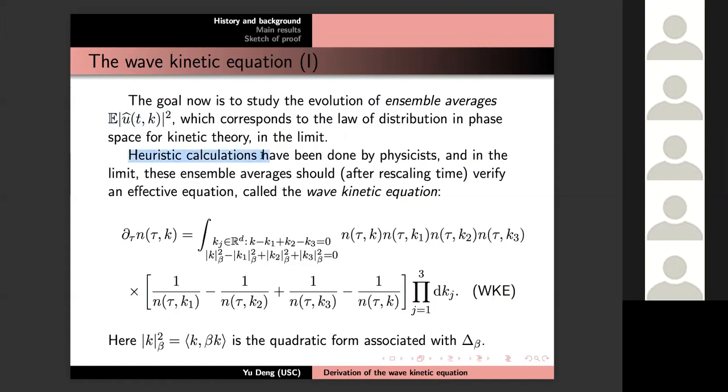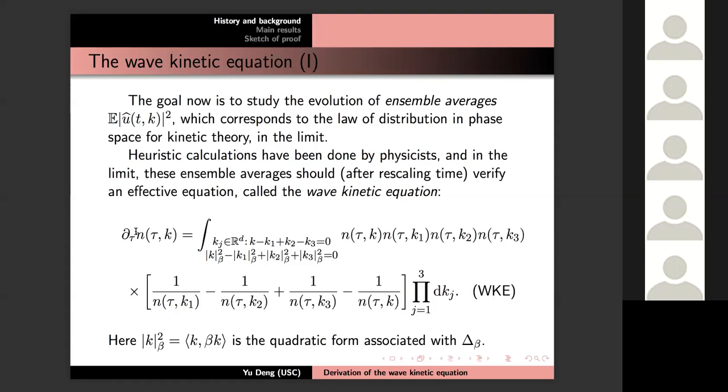Okay, so here's the calculation that has been done by physicists. As I mentioned, these people from the 20th century have done a lot of heuristic calculations, including Zakharov, Nazarenko, and their collaborators. They have formally derived an equation that they expect these ensemble averages to satisfy in the limit, after rescaling time. The equation they write down is essentially this equation called the wave kinetic equation. So here, this n is linked to n initial, which is the initial ensemble average of the Fourier modes.